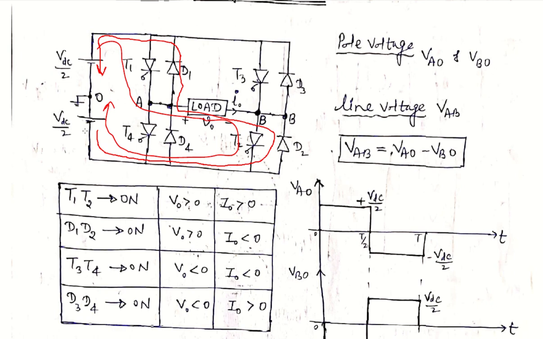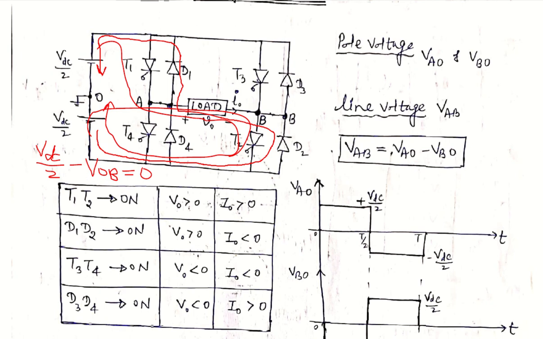So if you calculate the VBO, apply the KVL in the path up to point B. So VDC by 2 minus VOB equals 0. And what is the VOB? VOB is the negative of VBO. So we put VOB equals minus VBO, then plus will be there. So VBO equals minus VDC by 2.